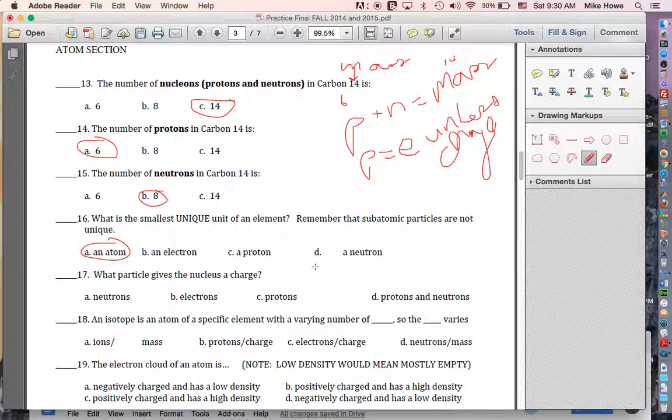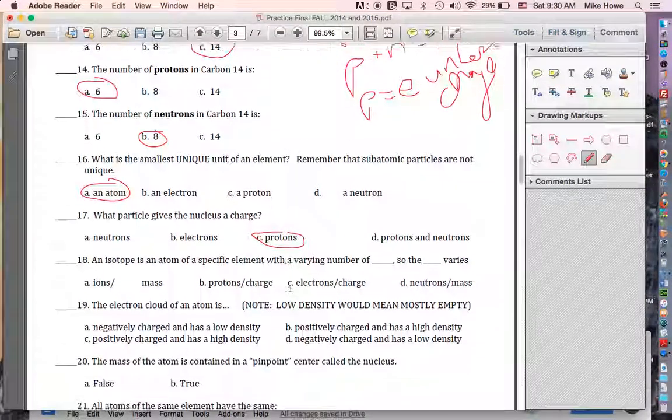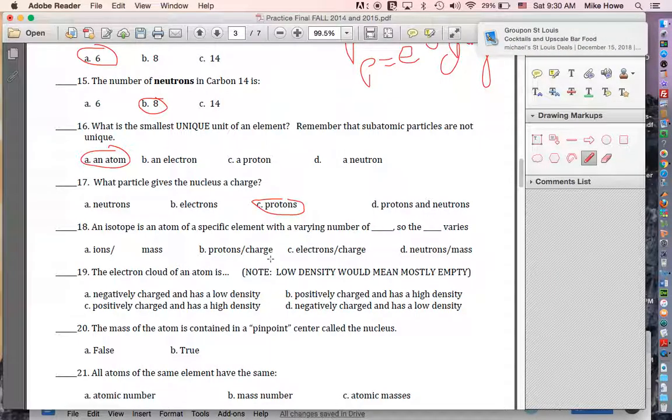What gives the nucleus a charge? Remember, there are 2 things in the nucleus, protons and neutrons, but only the protons have a charge. So the answer is C. Isotopes have different numbers of neutrons. That gives them a different weight. So the answer is D, neutrons and mass.